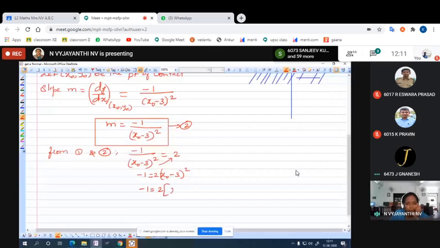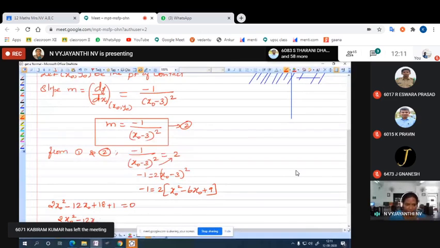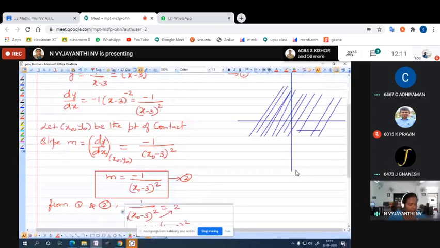X naught square minus 6x naught plus 18 plus 1 equal to 0. So we will have 2x naught square minus 12x naught plus 19 equal to 0, isn't it? So how to simplify this?